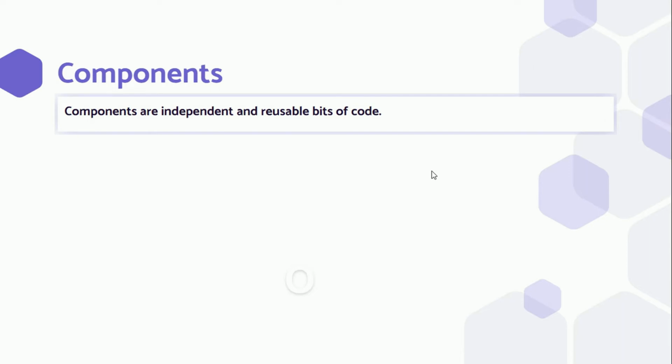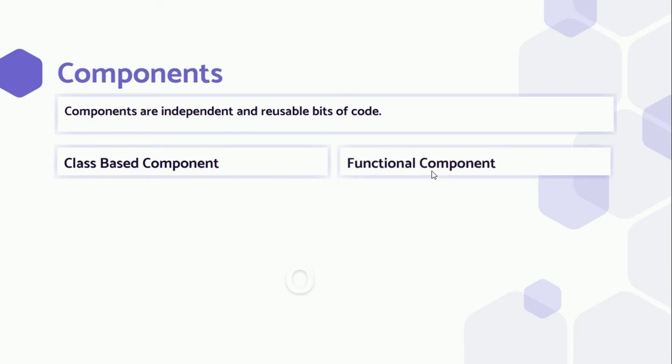In React, there are two types of component. First, class-based component, and second, functional component. Let's see the syntax of class-based component in React.